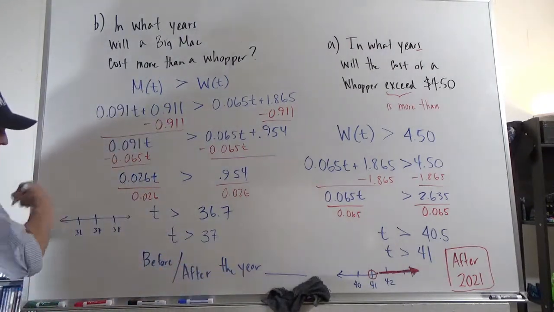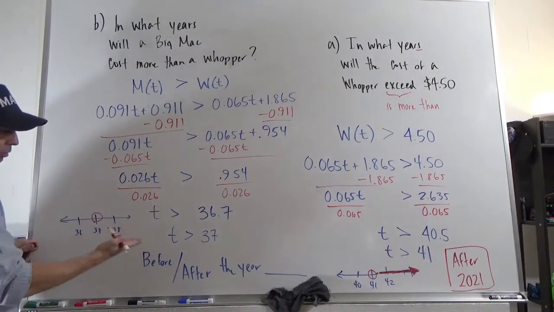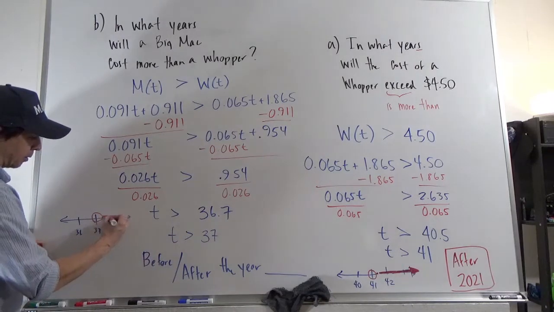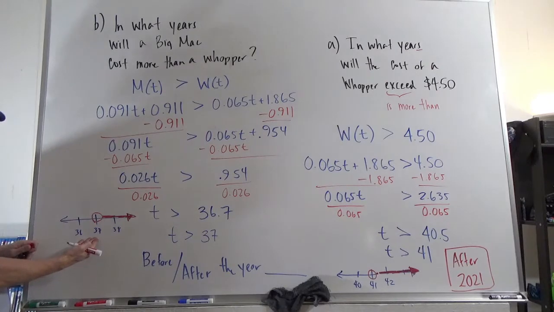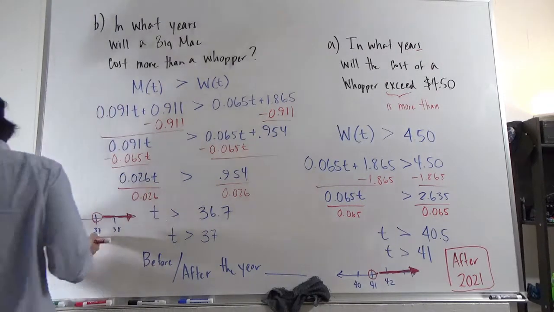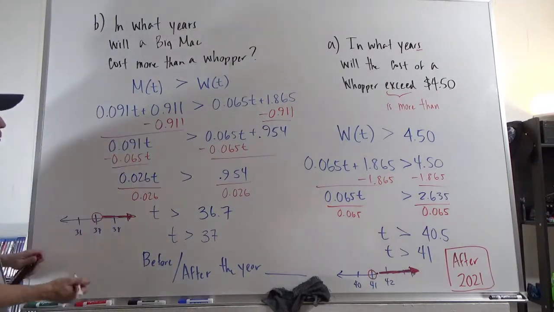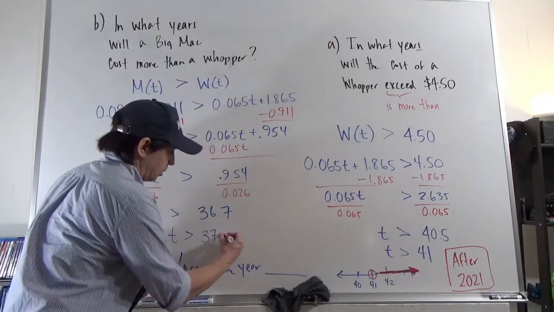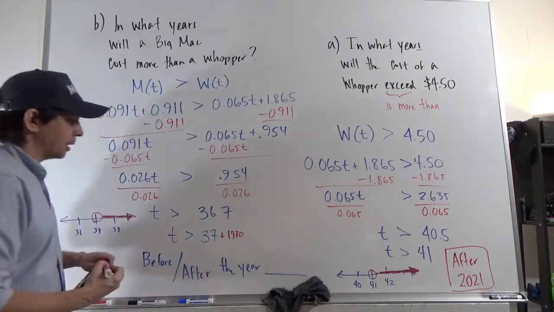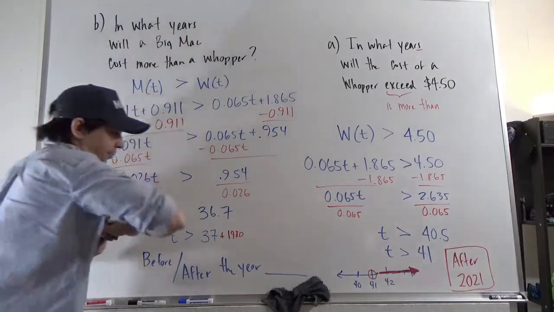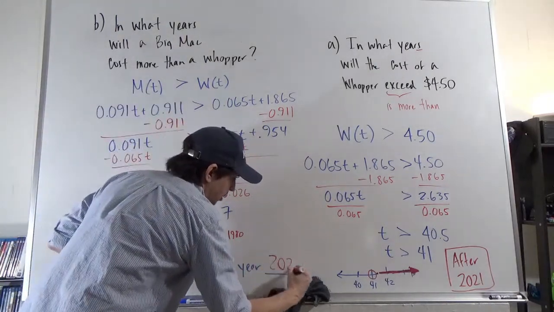So 37, which way am I shading for this? T is greater, this way. And those are the years after. I would add 1980 to it, and that's going to give me 2027. That's the year in question.